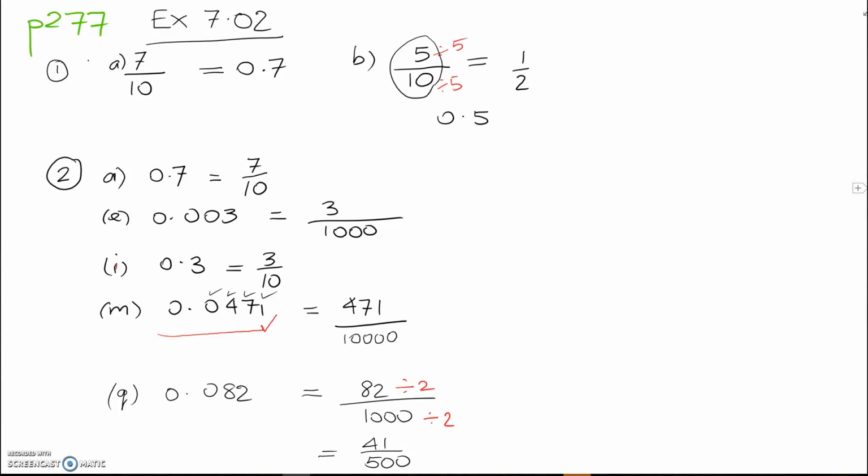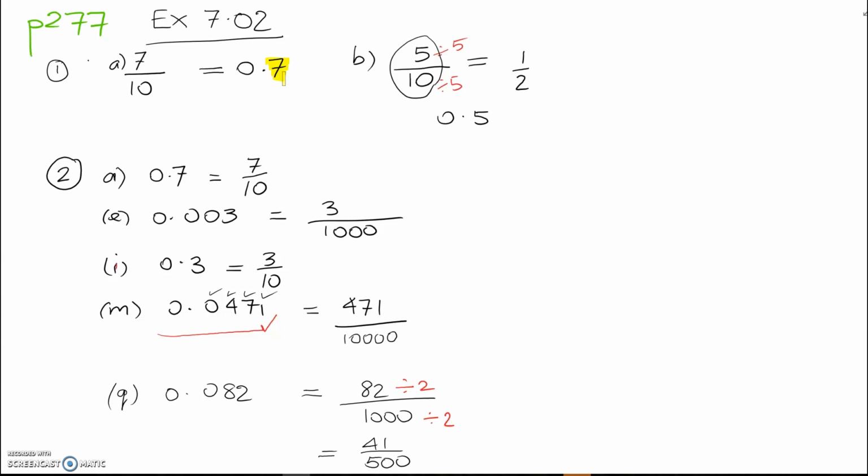Okay, Year 7, here's just a quick recap on what we did on decimals the other day. If you have a look at exercise 702, we were converting between decimals and fractions. So in question 1a, 7 over 10, what we're doing is we're putting 7 in the tenths column. The tenths column is the very first spot after the decimal point.